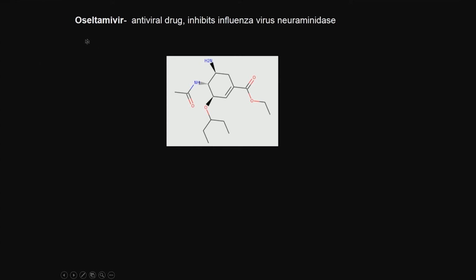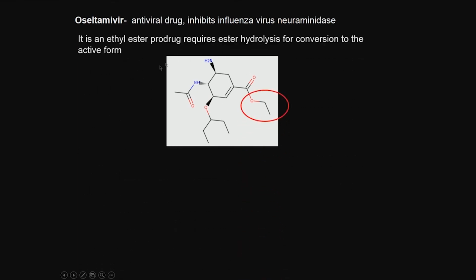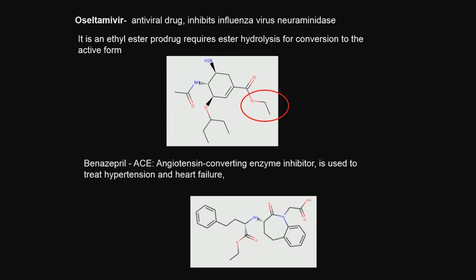Look at this, this is oseltamivir, this is an antiviral drug, it inhibits influenza virus neuraminidase, okay. It is an ethyl ester. So, this particular bond has to be broken by hydrolysis. If you have an enzyme inside like esterase, it breaks this and then the remaining portion becomes an active material inside, okay. This is a prodrug.